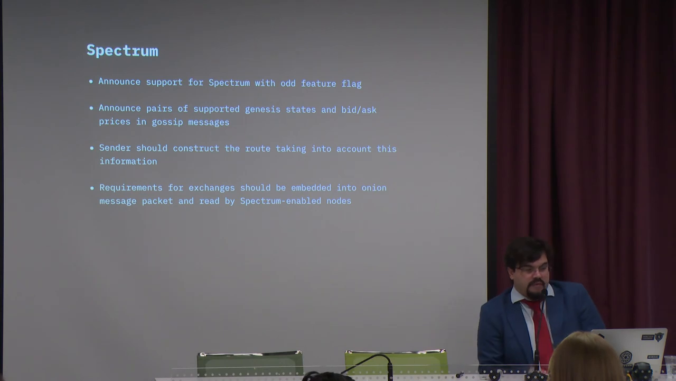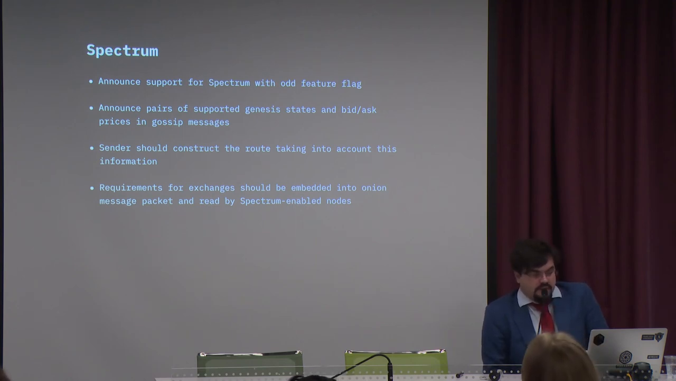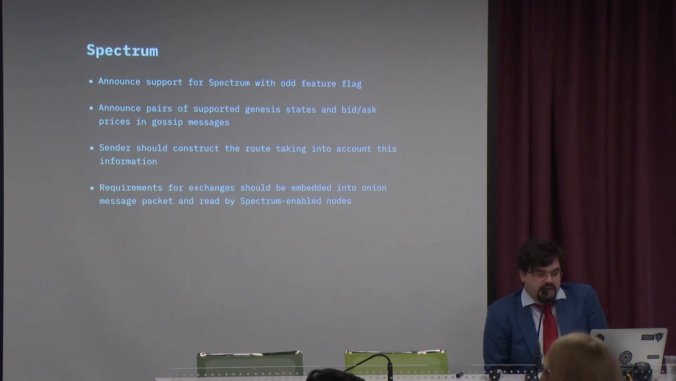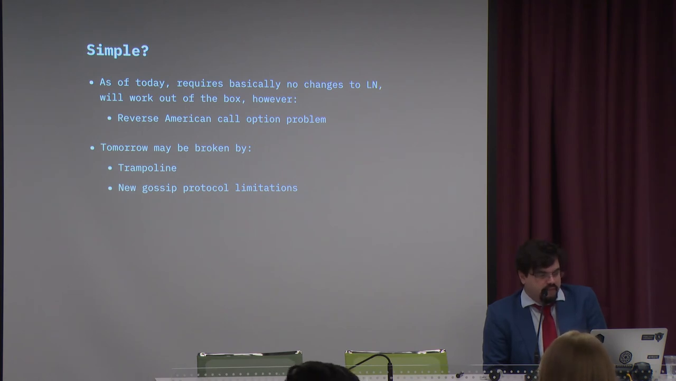The Spectrum is a protocol independent from RGB, but it can work only if the RGB is present and enabled. So the nodes should independently announce support for Spectrum with another odd feature flag. They should announce pairs of supported Genesis states and bid ask prices in gossip messages. The sender should construct the route taking into account this information, and requirements for exchanges should be embedded into the Onion message packet and read by Spectrum enabled nodes. That's pretty simple. It basically requires no changes to Lightning Network, other than just allowing TLV extensions in gossip protocols and making sure that the gossip works as expected.